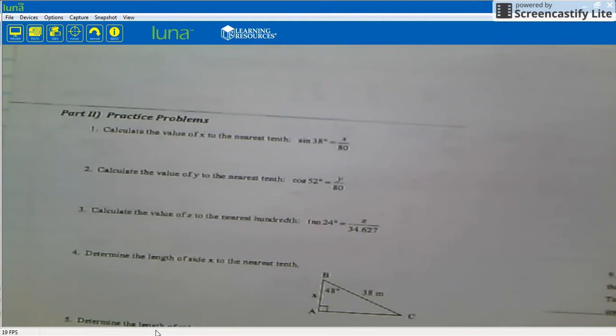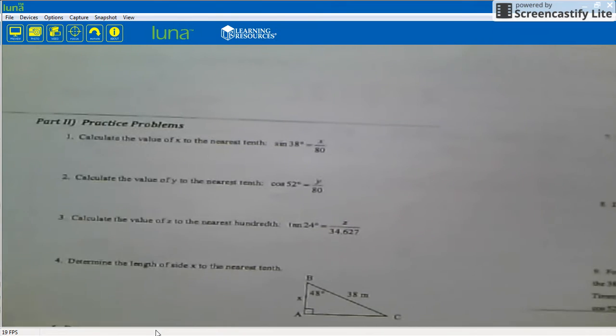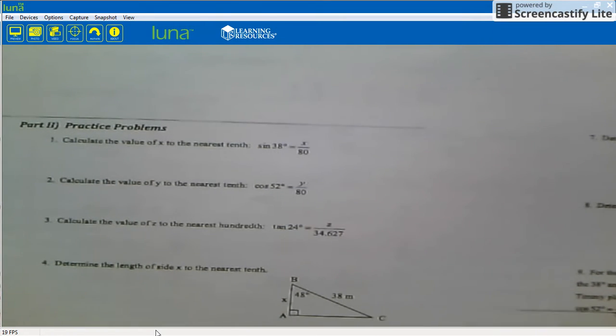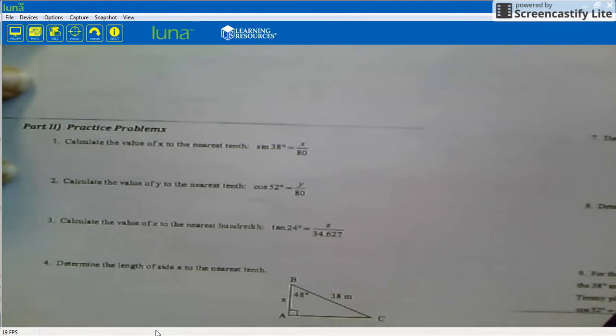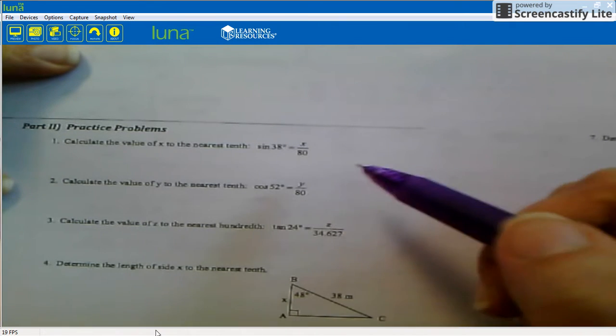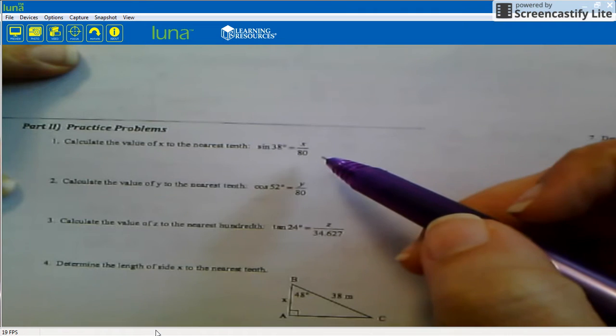On the second handout on the left-hand side, we're going to run through some of these problems just to further solidify what we're talking about with our trig. None of this should really be new. It should all be a review, but just to give you a refresher on what we're working with. For number one, we're calculating the value of x to the nearest tenth.